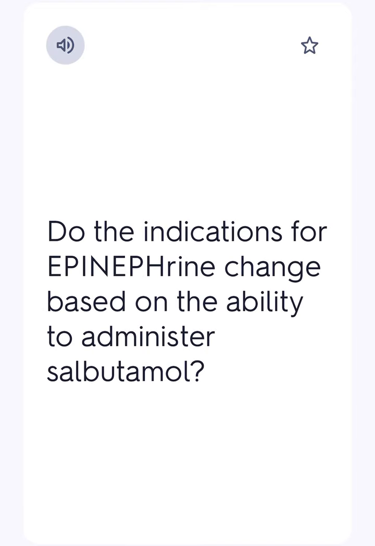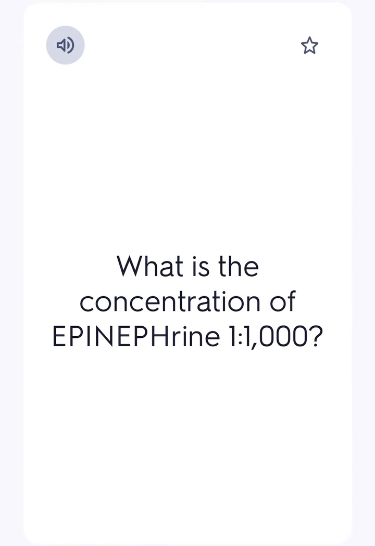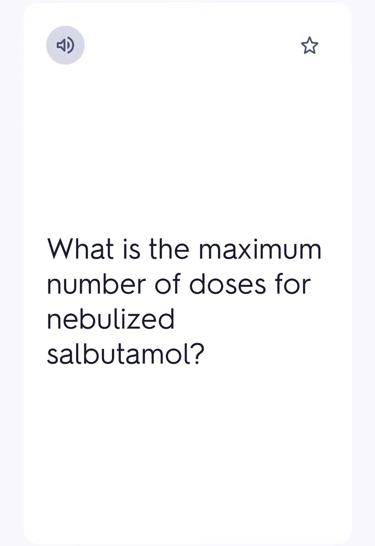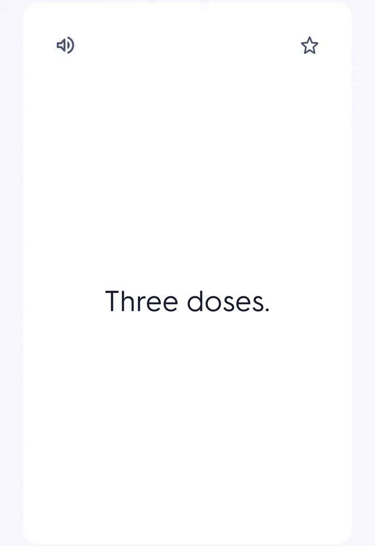Do the indications for epinephrine change based on the ability to administer salbutamol? No. What is the concentration of epinephrine 1000? 1 milligram per milliliter. What is the maximum number of doses for nebulized salbutamol? 3 doses.